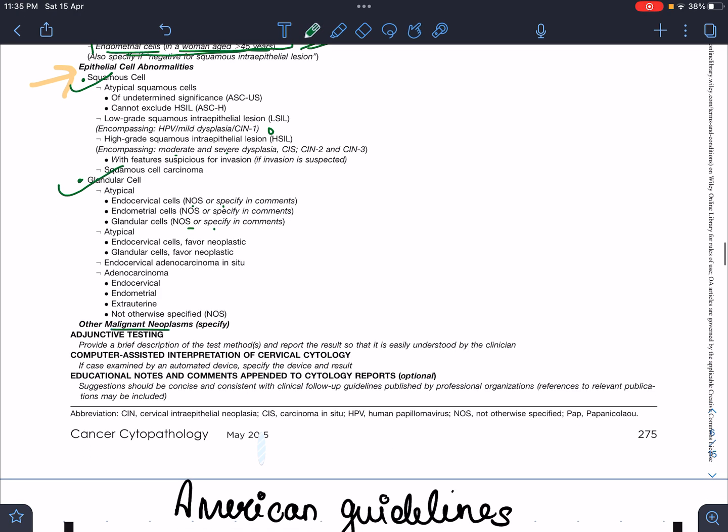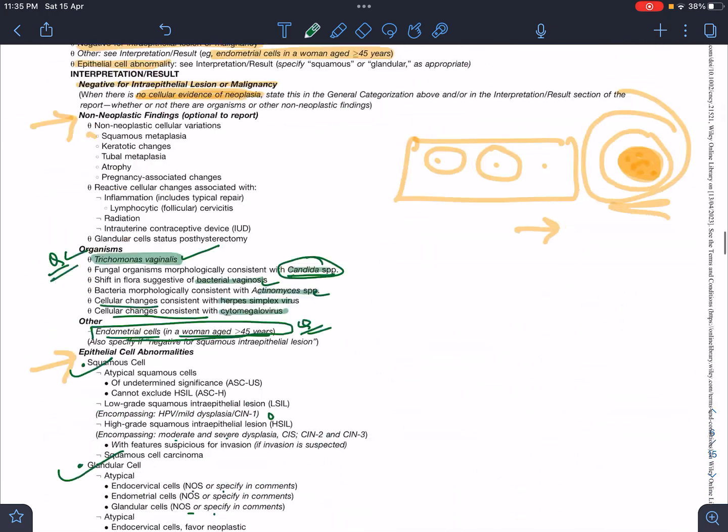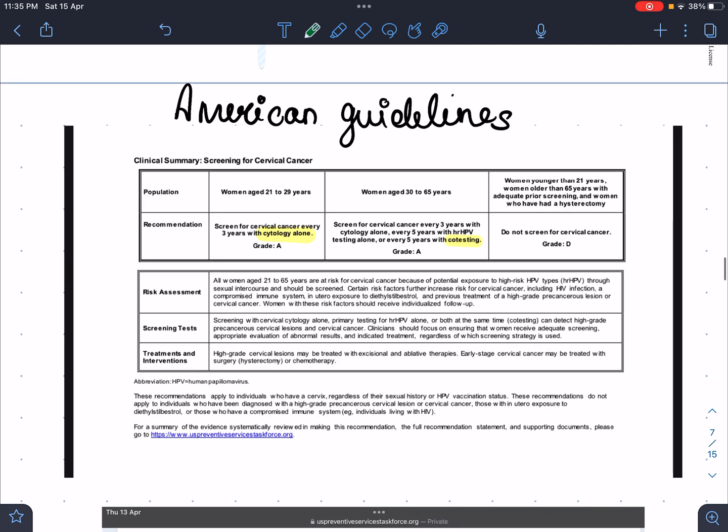Now you have to specify there. Okay, so this is your reporting system, Bethesda. I hope you guys have understood this. Now what the American guidelines say is, for women aged 21 to 29 years, you can screen with cytology alone. This is a grade A recommendation. That means that they definitely recommend it.